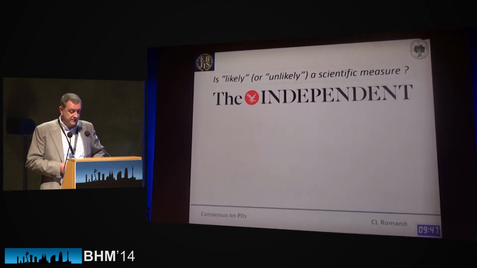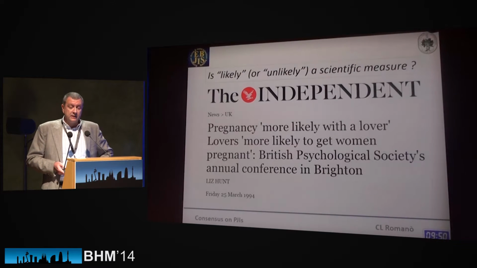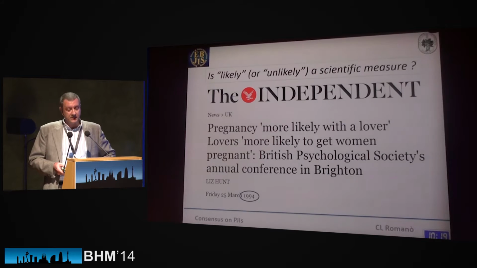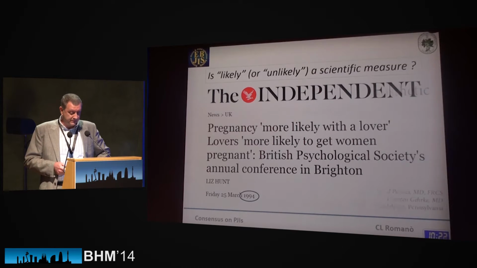When I got married, now 20 years ago, it came out in The Independent, a popular journal, an article in which they reported a conclusion of the British Psychological Society stating that pregnancy is more likely with lovers than with fixed partners. So I was a little bit afraid because I got married that year, and I would like to have children. Luckily enough, in the next 2.5 years, I had 3 daughters. So I learned that maybe likely or unlikely is not something that is very scientific, fortunately.